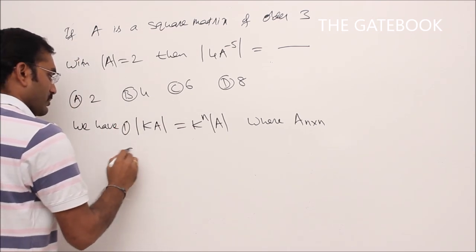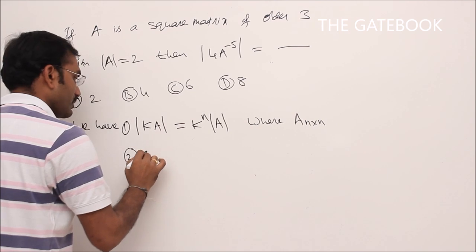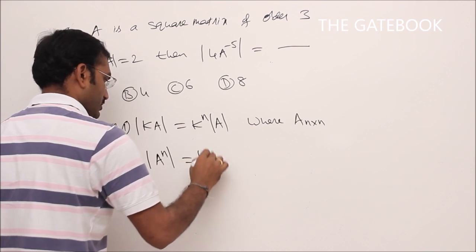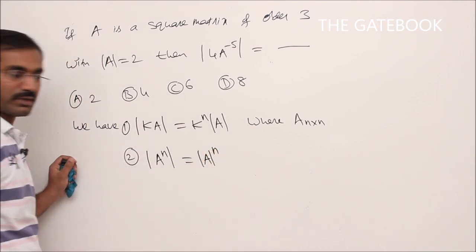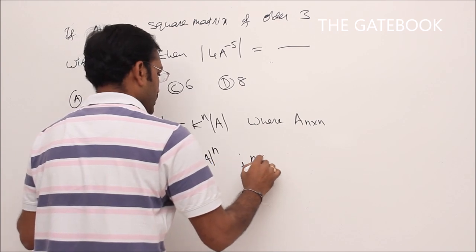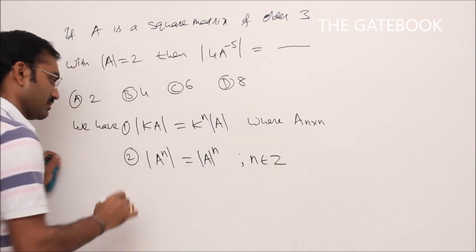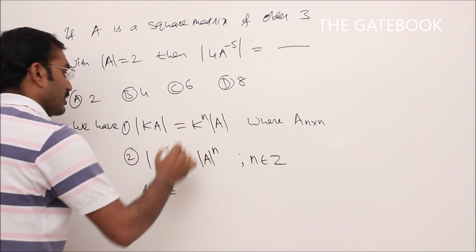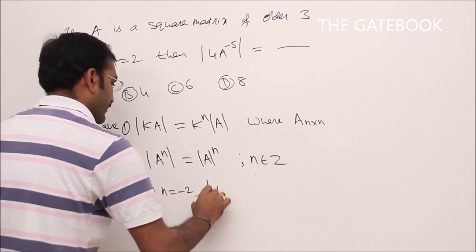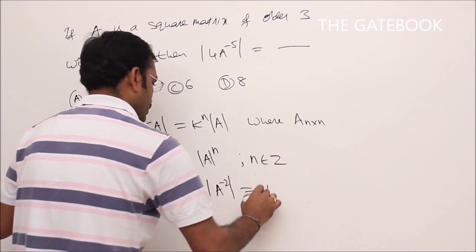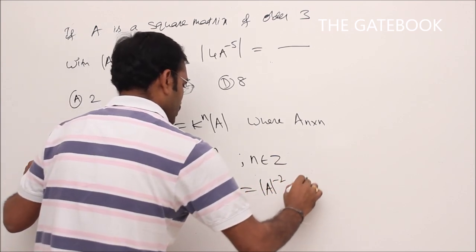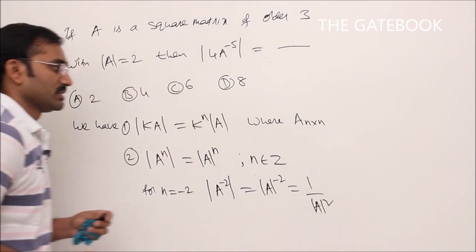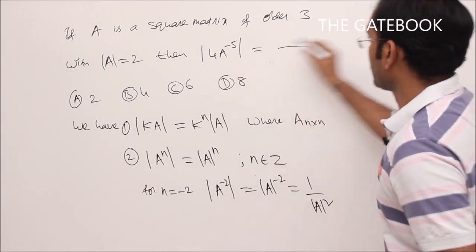Similarly, we have det of A power n is equal to det A power n, where n belongs to the set of integers. For a special case, let us say n is equal to -2, I can write det of A power -2 is equal to det A power -2, that is equal to 1 by det A whole square. So we have to use these properties. Now find the determinant of that matrix.